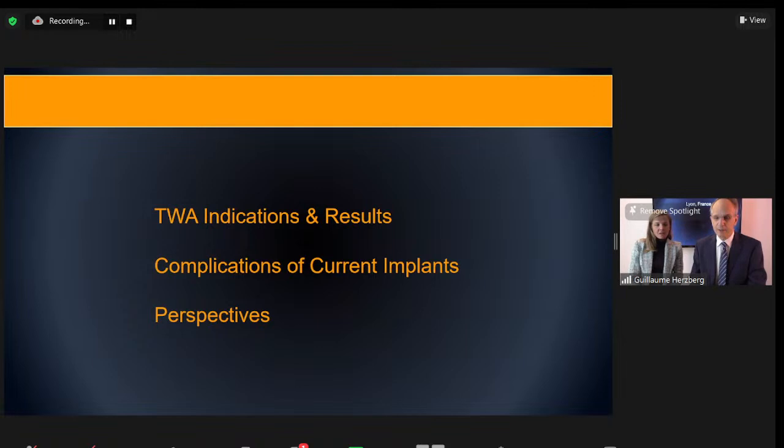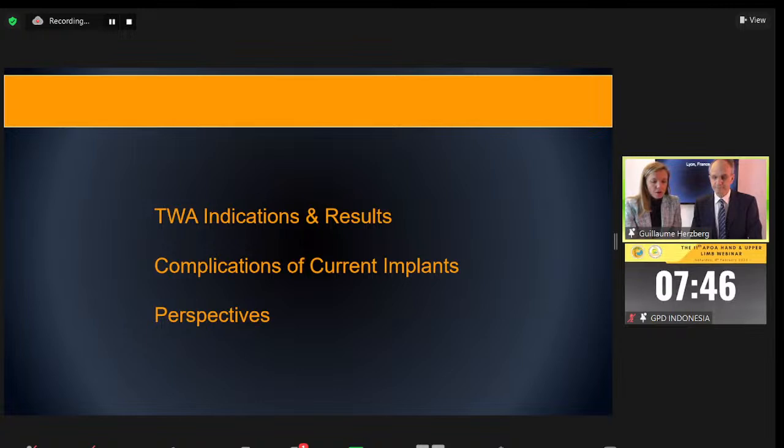So, you have the title. And Marion, please, the outline. This is the outline we will follow: first, of course, indications and results. Then we will pay attention to the complications of the current implants. We will see that there are several, unfortunately, and the perspectives to improve those outcomes.